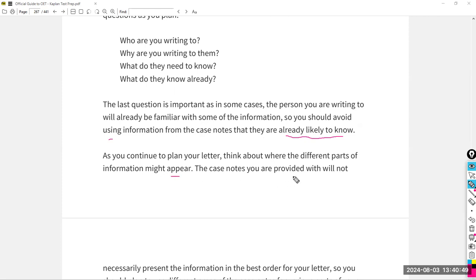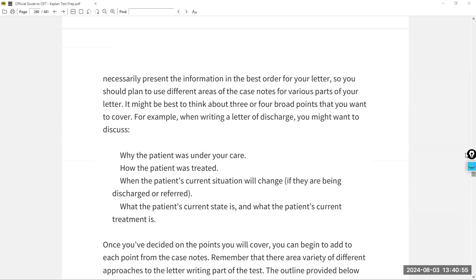The case notes you are provided with will not necessarily present the information in the best order for your letter. So you should plan to use different areas of the case notes for various parts of your letter. So I don't have to follow the chronological order, for example. I have to follow the order of importance. I don't have to, for example, write about information number one in the case notes, then two, then three, then four, then five. Because I only need the most important information.